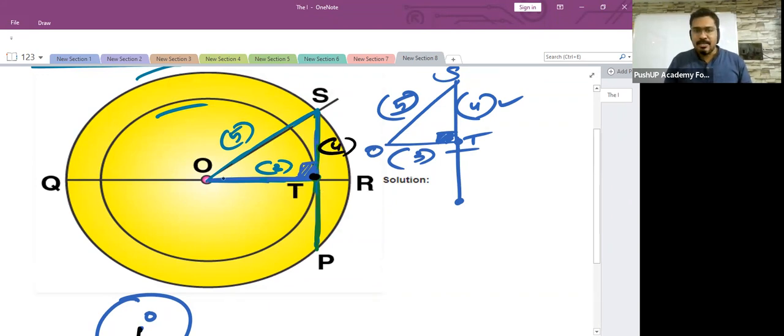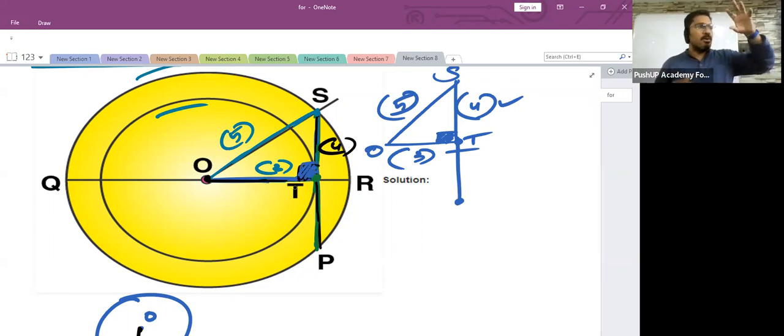So, in that case, don't you feel OT is a perpendicular drawn from the center of the circle to the chord SP, isn't it? What is OT? OT is the perpendicular drawn because this angle is what, children? Yeah, it is 90 degrees, isn't it? So OT is the perpendicular drawn from the center of the circle to the chord SP. Don't you feel the chord SP will be equally divided?